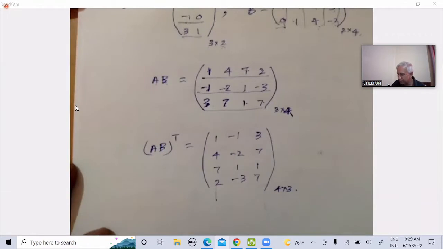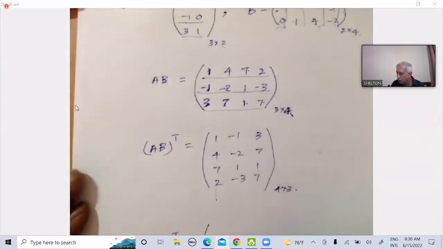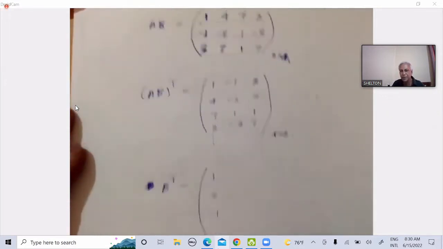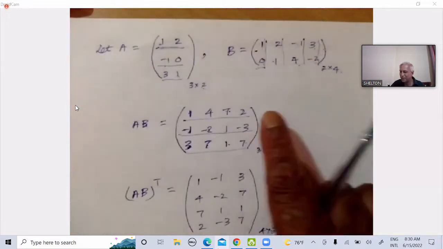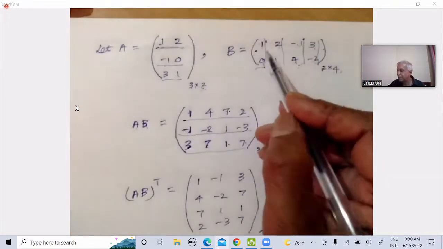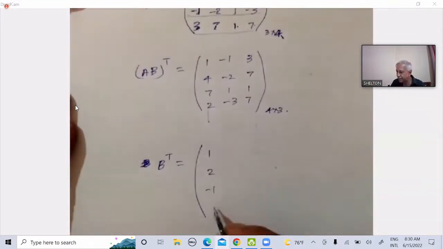Let us write A transpose first. No, we want B transpose. So take B transpose. B transpose is going to be 1, 2, minus 1, 3. Sorry, B transpose. I need the B. No, B is this. So this row becomes the first column. The row is 1, 2, minus 1, 3.